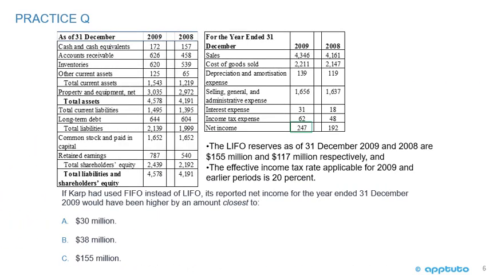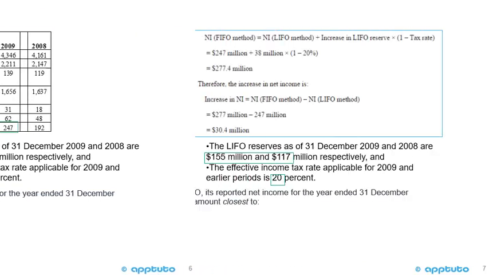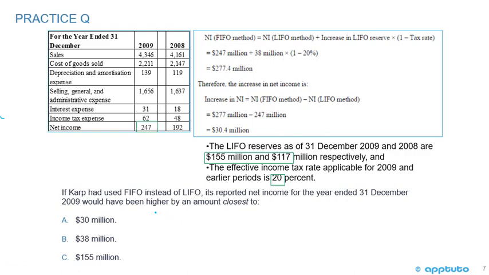Okay, another question based on the same data. If Carp had used FIFO instead of LIFO, its reported net income for the year ended 31st December 2009 would have been higher by an amount closest to A, 30 million, B, 38 million, or C, 155 million. Okay, this question, they just put a little bit of a spin on it because it said it would be higher. They're not asking the amount, they're asking higher. But anyhow, you would figure that out because when you do your calculations, you would know that it's the difference.